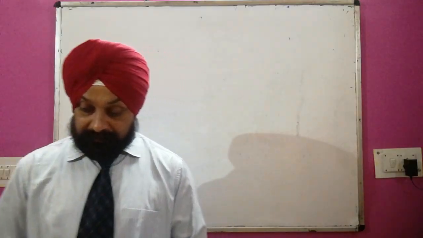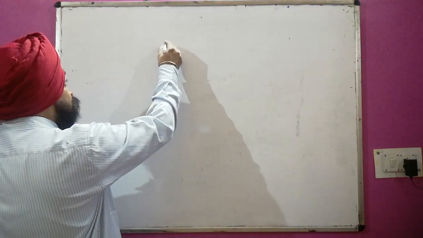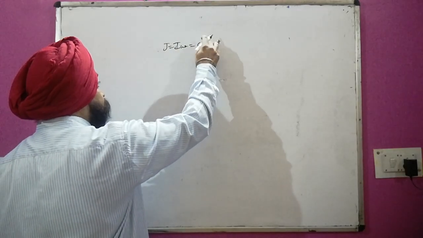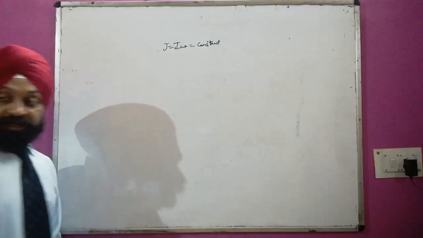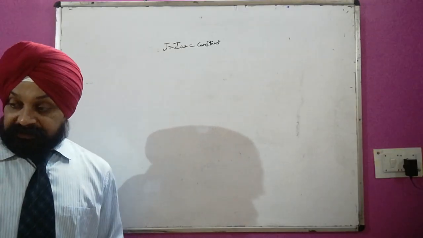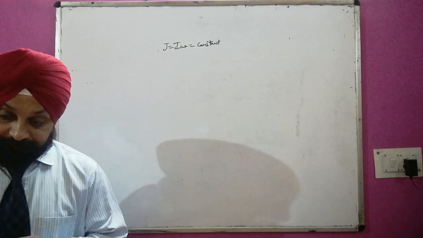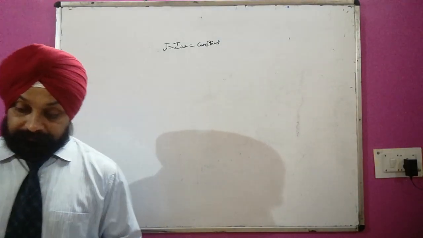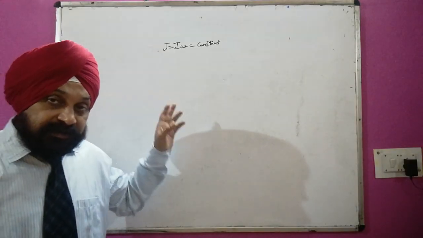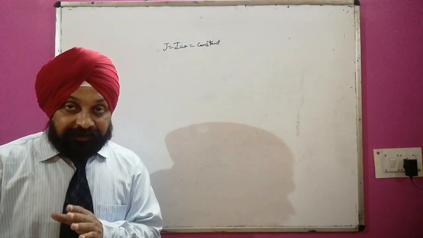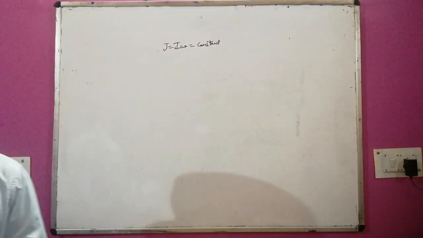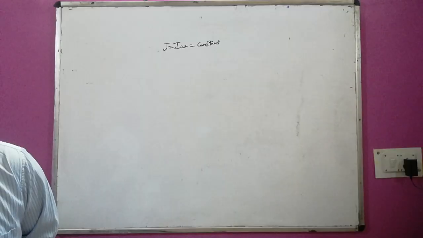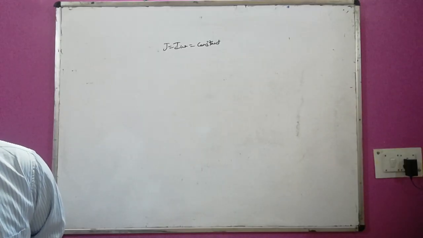Okay, will you write? J equal to I omega equal to constant. This is called the law of conservation of angular momentum.